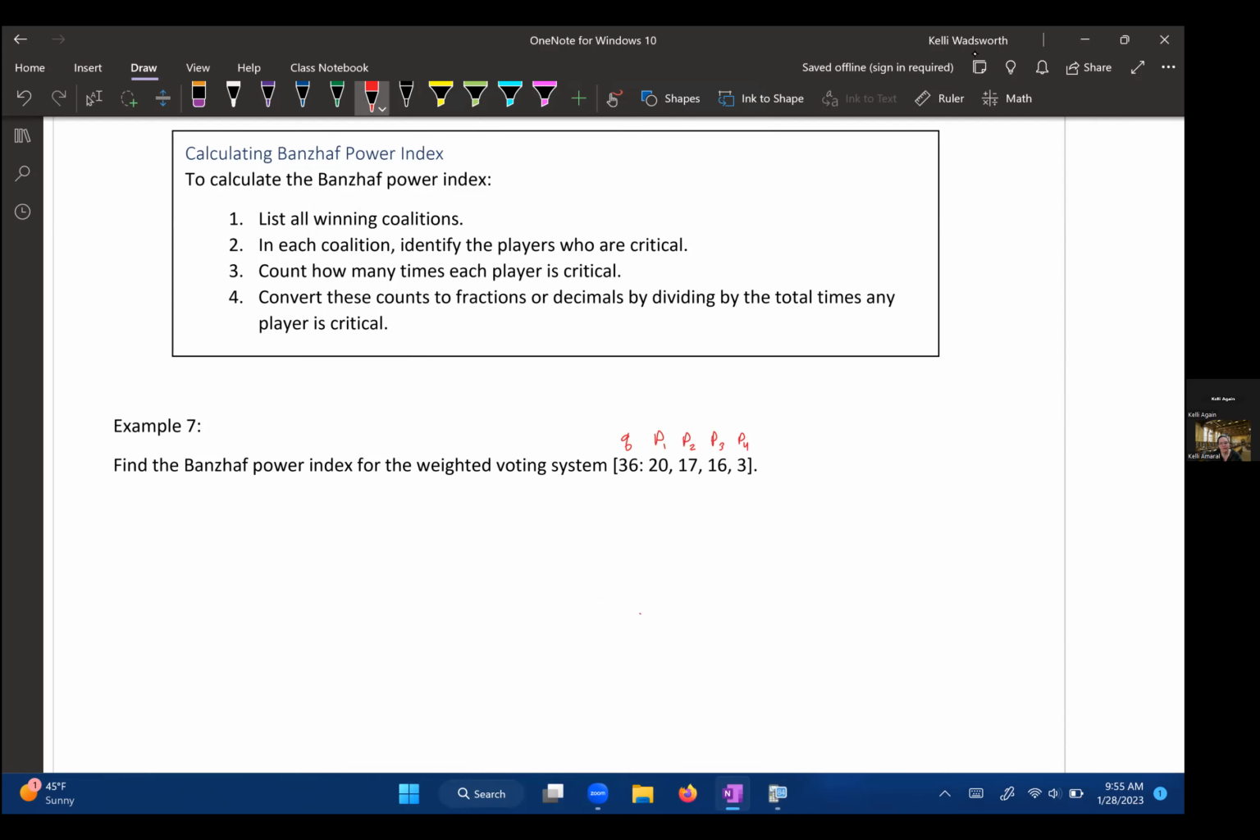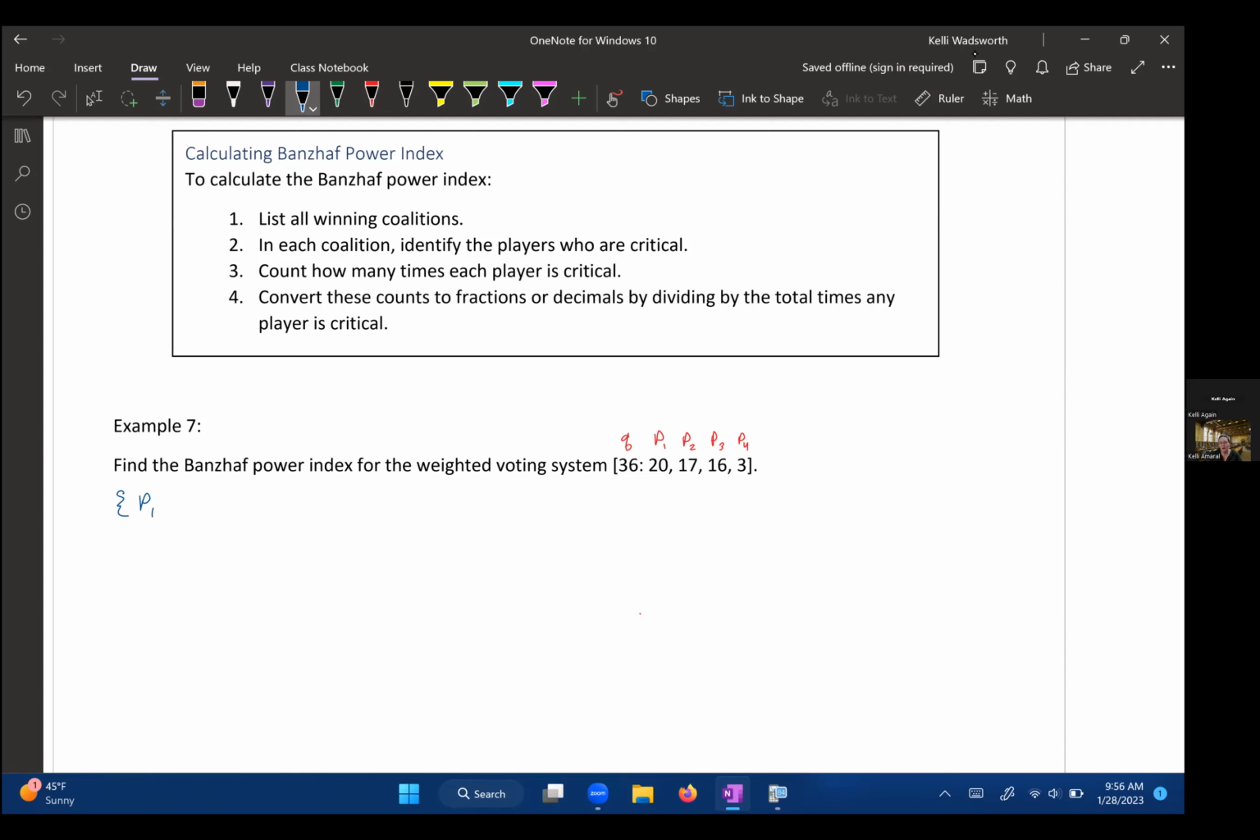Okay. So we need to list all the winning coalitions. So let's see. I'm thinking the quota is 36. We're looking for groups of players that are going to have more than or equal to 36 votes in their coalition. Okay. So this is how I would do it systematically. I would start looking at coalitions. Let's start with player one. Right now, notice how no one is a dictator. So we're not going to have any single player coalitions that are winning. So we know we're not going to do that.